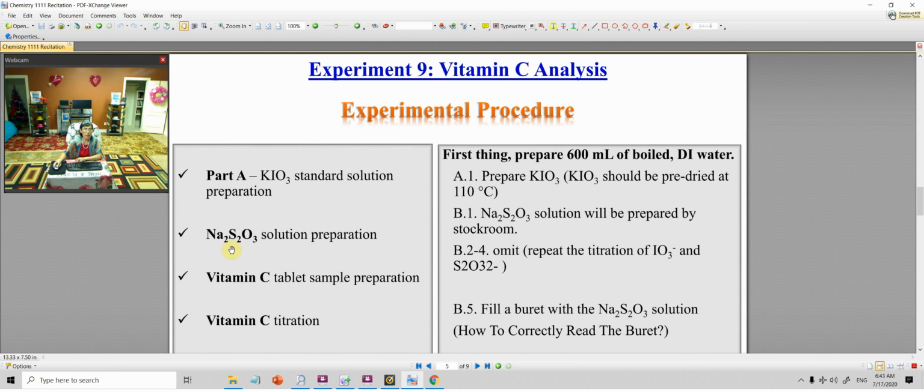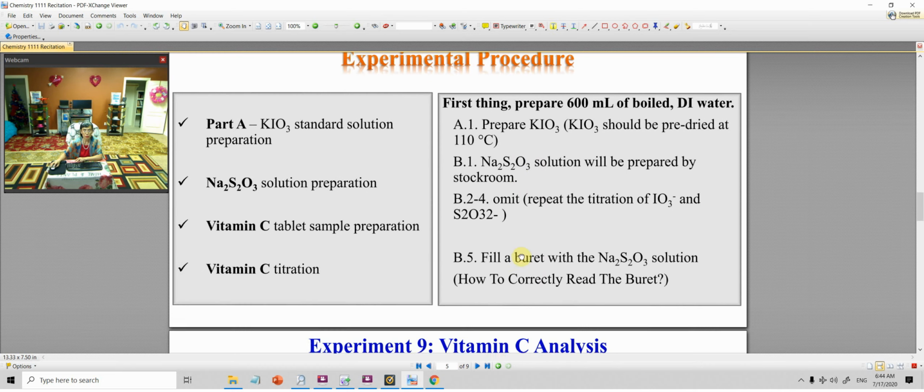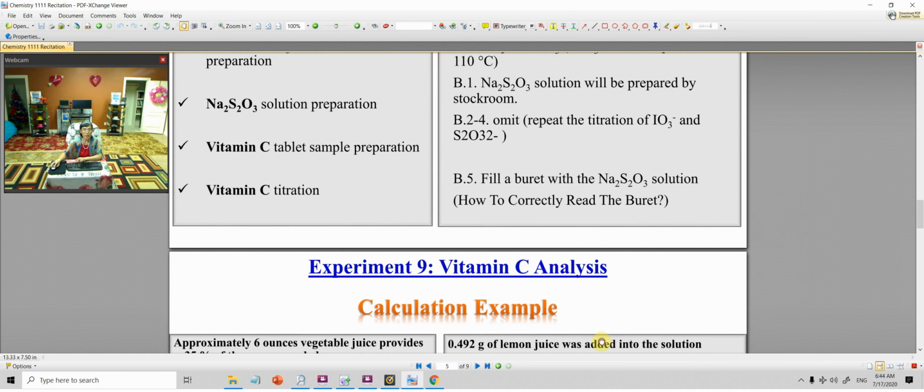And then your sodium thiosulfate solution also needs to be prepared and standardized. If we give you the tablet of your vitamin C, make sure you measure this tablet carefully and also grind it into very fine powder. And then you are going to do 2 different titrations. So that's essentially what you are going to do in the lab.